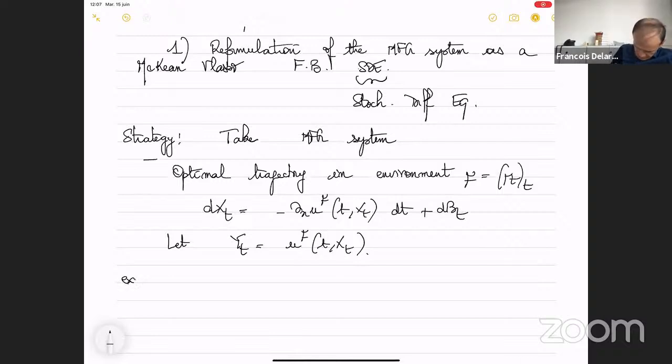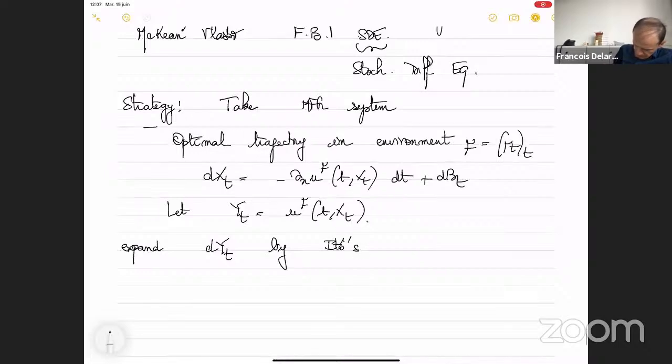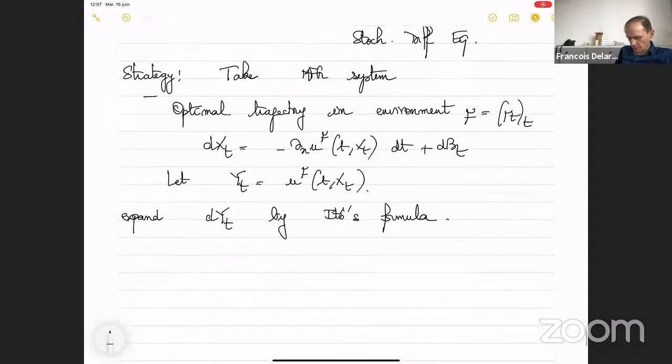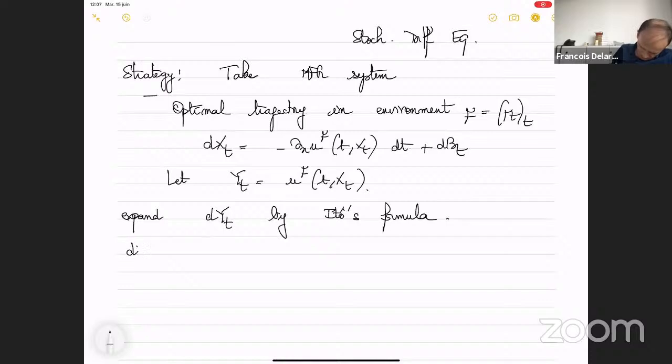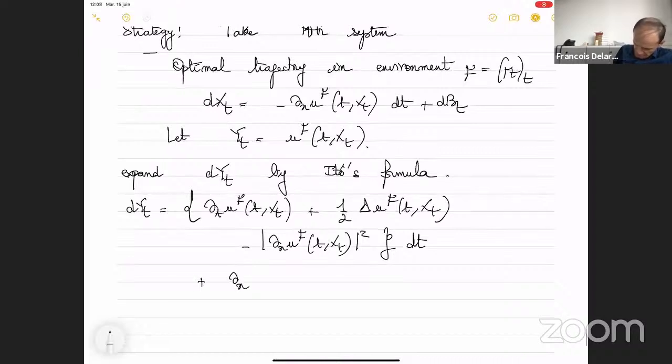And then you expand dY_t by Ito's formula. When you expand dY_t by Ito's formula, what you get is that dY_t is going to be the time derivative of u^mu underline(t, X_t) dt, plus 1/2 the Laplacian, for the Brownian motion, and then minus the inner product of the gradient with respect to itself. So this is dt. And then you have a stochastic integral that comes from the fact that you have some Brownian motion in the dynamics. So this is the equation you have. So here, once again, you really follow the cost that you have to pay till the end of time.